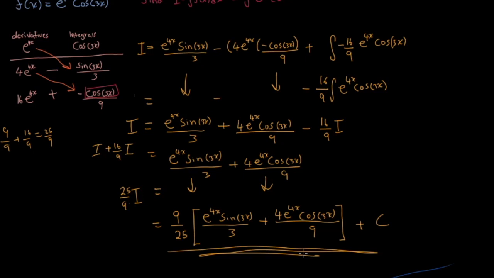So there you have it. That is the integral of f of x equals e to the 4x cos 3x, just like that. Of course, you can simplify this even further if you wanted to. You can take out the 3 and factor out the e to the 4x, but we're just going to leave it in this form here.